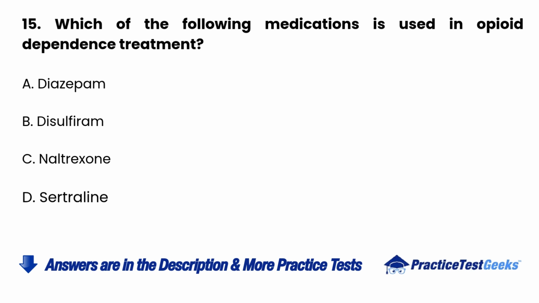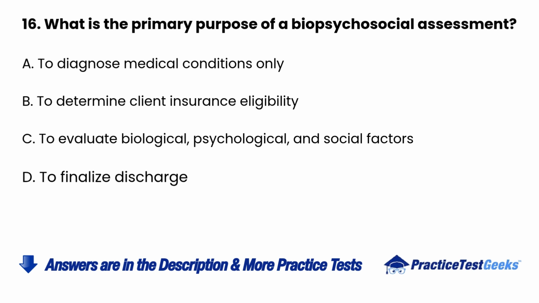Which of the following medications is used in opioid dependence treatment? A. Diazepam. B. Disulfiram. C. Naltrexone. D. Sertraline. 16. What is the primary purpose of a biopsychosocial assessment?